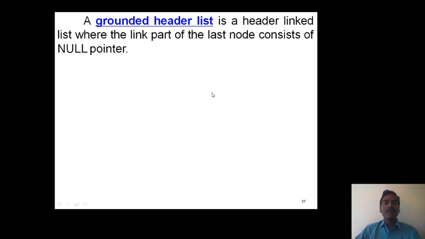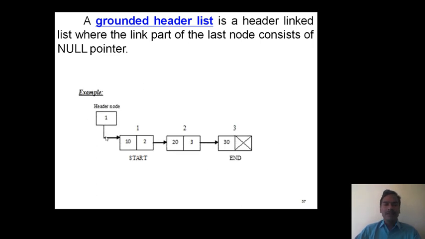In grounded header linked list, the link part of the last node is filled with null pointer. Now observe this diagram. This is a linked list. It maintains a header node at the beginning of the list, and this header node stores address of the starting node. Hence there is a link from header node to starting node of the list. Then the link part of the last node is filled with null pointer. This type of representation is known as grounded header linked list.